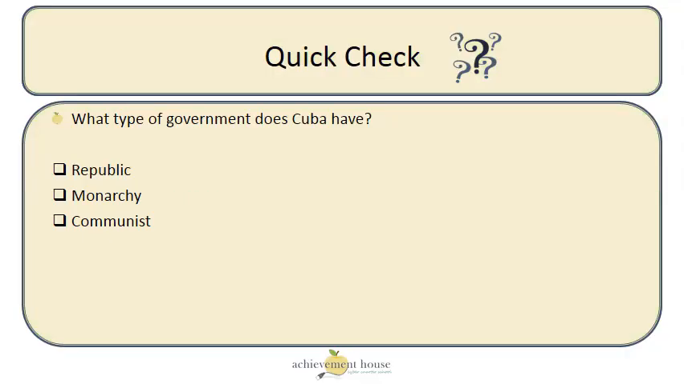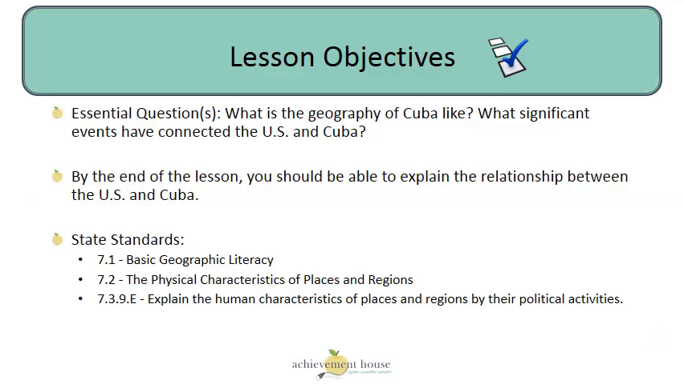What type of government does Cuba have? Republic, monarchy, communist. If you said communist, you'd be correct.